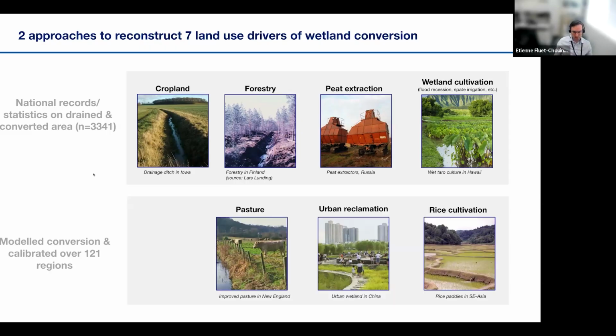There's also some drivers that are not as clean cut and really don't have the same richness in records. And so we know that pastures can lead to wetland loss or degradation, but not necessarily in every case, since there's plenty of pastures that can be used even in wet conditions. Same for urban reclamation, and rice cultivation is also a transition, oftentimes, from a natural wetland to a managed one. And so I'll quickly, in the next few slides, go through each of these, the top row and the bottom row, just to give you a sense of how this is represented.